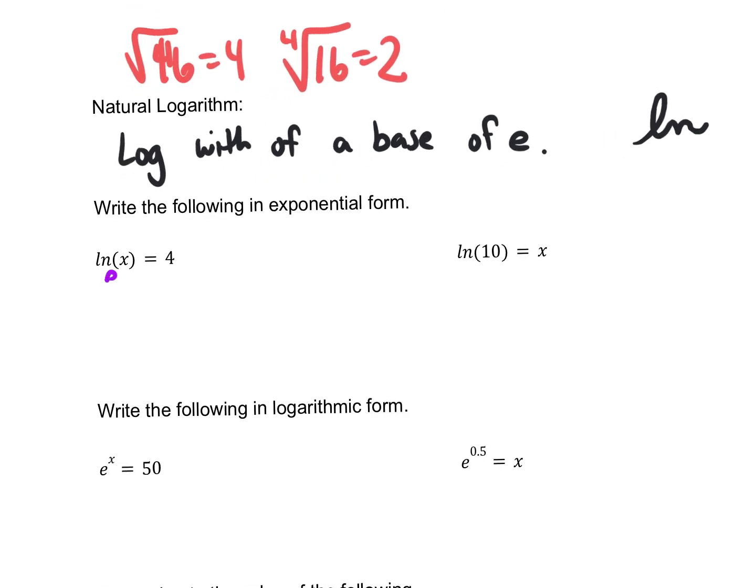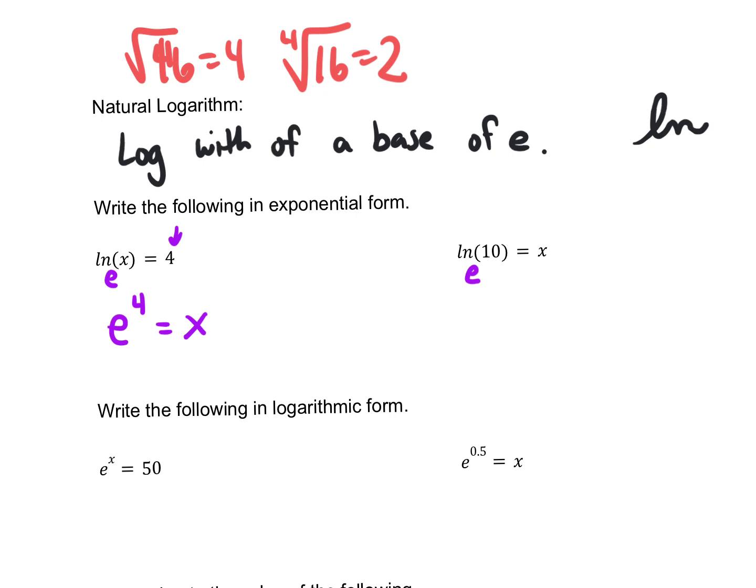You can always write the little e down here when I see ln, because I know that means base e. So these are logs, so if I'm going to convert this, we know that this is my exponent, because logs always equal the exponent. So I could convert this to e to the fourth equals x. Even though that base is not there, it really is there.